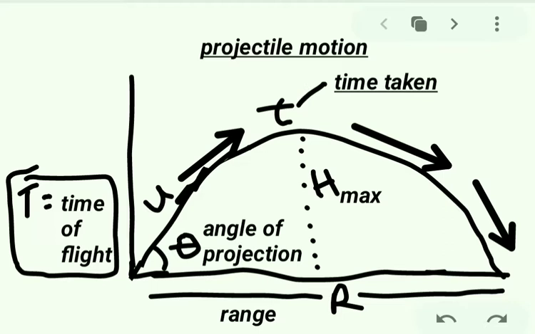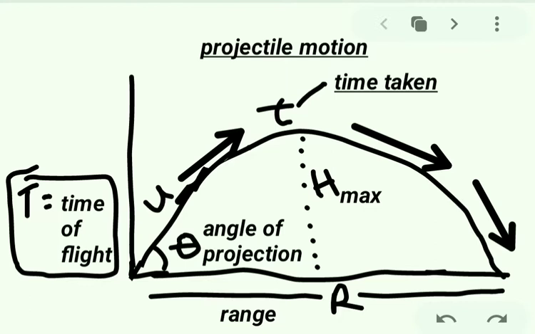Now before we talk about projectile motion, there are three things to consider, or let me say more than three. Number one is the time taken, which is small t, and the capital T, which is the time of flight, and the range with the maximum height. If a body is launched into the air, the velocity is zero when it reaches maximum height. The time taken is the time to reach the maximum height.